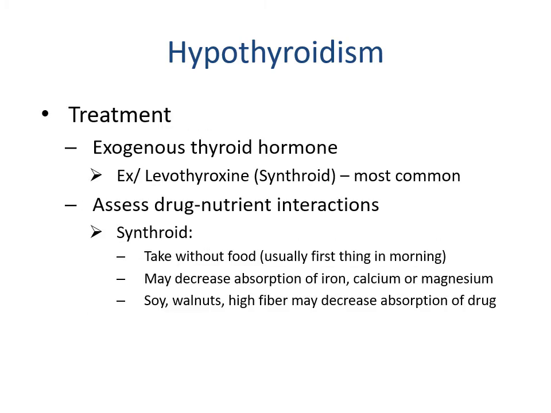And so the treatment for hypothyroidism is exogenous thyroid hormone. Most common is levothyroxine or Synthroid. Now again, we do need to look at some drug-nutrient interactions. Synthroid needs to be taken without food, so we usually recommend first thing in the morning. Now it may decrease the absorption of iron, calcium, or magnesium, so those may need to be supplemented. And soy, walnuts, and high fiber may also bind with and decrease the absorption of the drug.